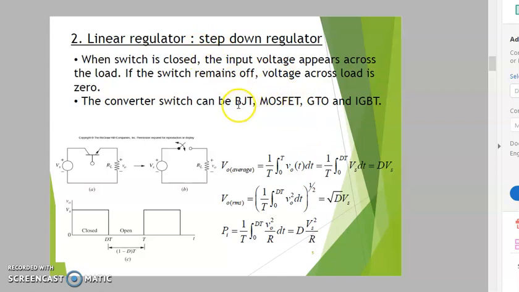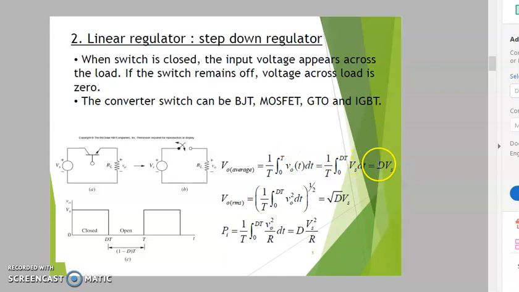will have the option of BJT, MOSFET, GTO, IGBT. All are kinds of transistor variants compared to the normal transistor. Okay, so the average output is equal to 1 over T, and we integrate between 0 to the full period of the conversion process.